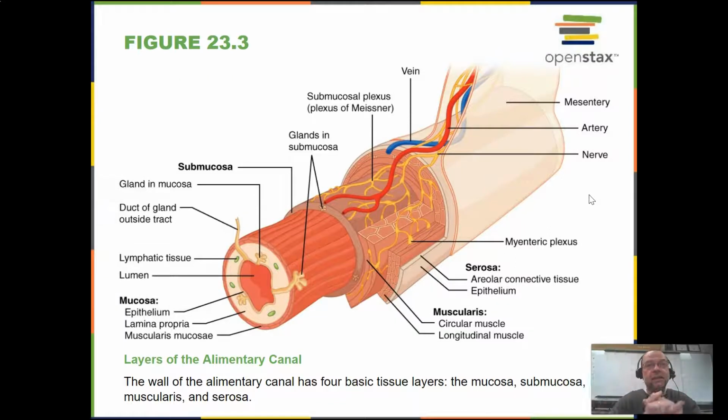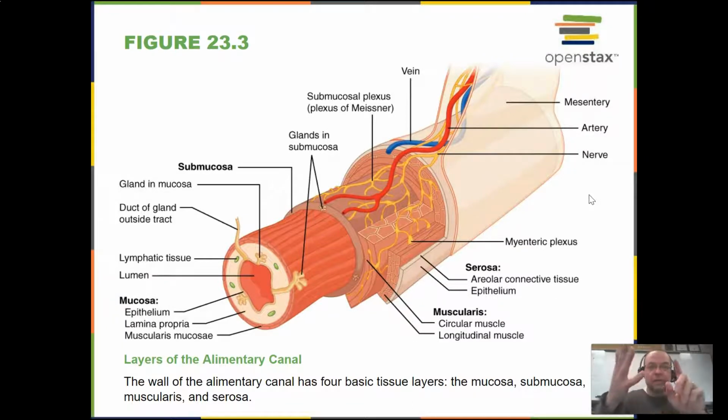The second kind of digestive organs, I misspoke, are the accessory organs like the liver and the gallbladder and the pancreas. And again, they are very important. They're critically important. So let's take a look at the organs of the alimentary canal. Let's start with these folks.